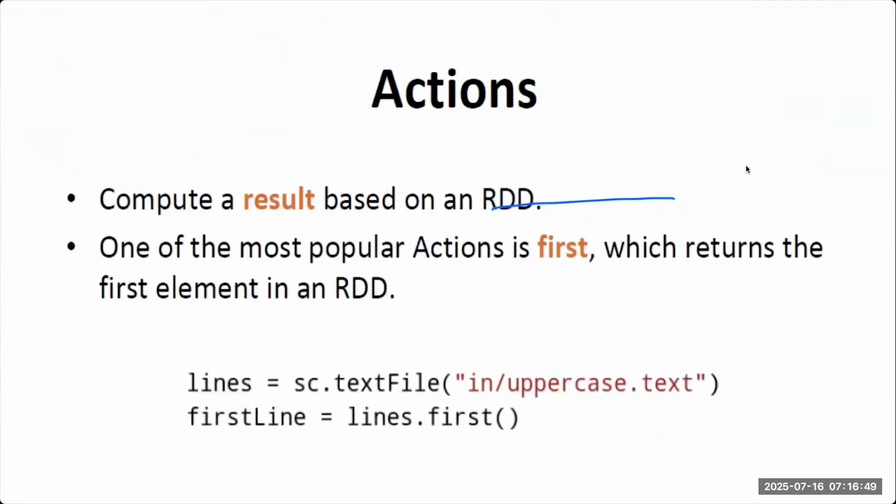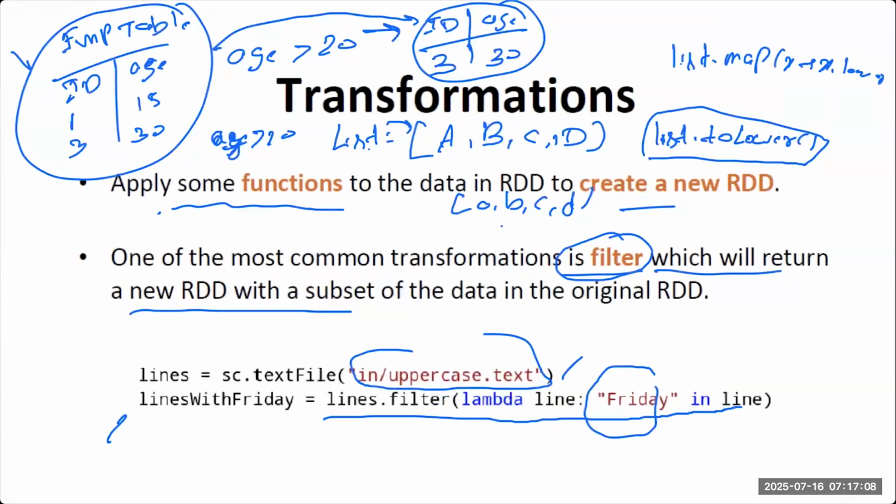So I was talking about actions. An action is where, once you perform it, it will get the result and send it to the driver. We have filter as a transformation. One action is first. First will give you the first line from the result. You have this employee table, right?